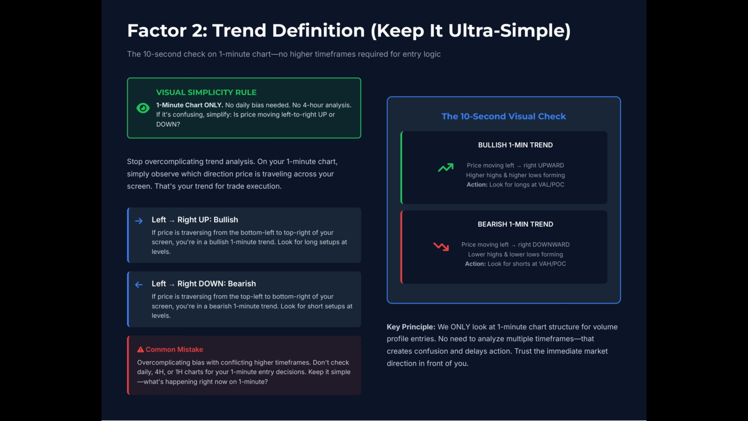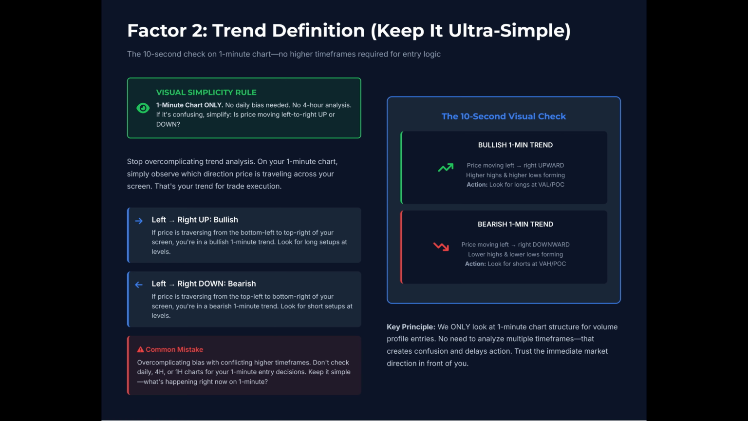Bearish trend, lower highs and lower lows. Prices moving downward over time. Each swing high is lower than the previous high. Each swing low is lower than the previous low. Visual momentum is pointing down and to the right.